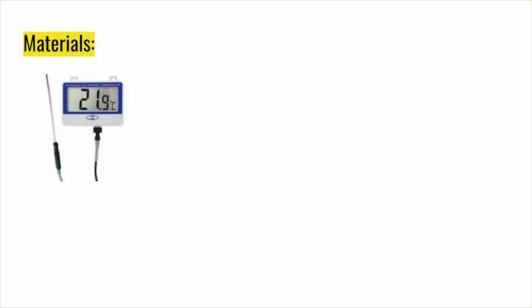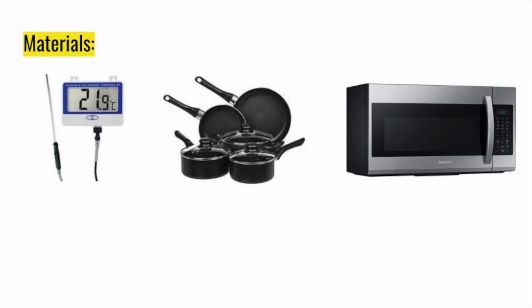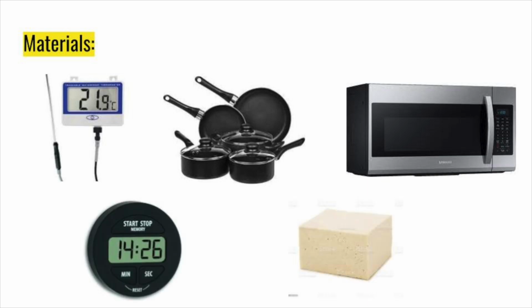Now, let's dive into the experiment that will help you figure out how you should cook your tofu. For this experiment, we needed a few pieces of equipment. We needed a thermometer, a set of pots and pans, a working microwave, a stopwatch, and of course, a block of tofu. Additionally, you can't forget water, something to heat the pots and pans, such as a stove or a hot plate, and paper towel to place the tofu on in the microwave.